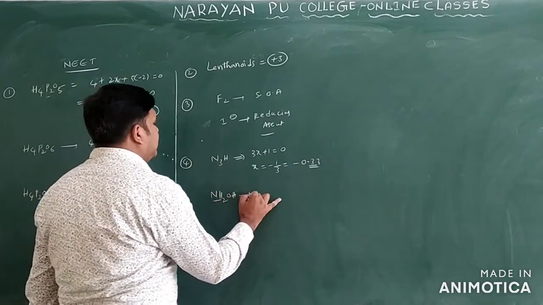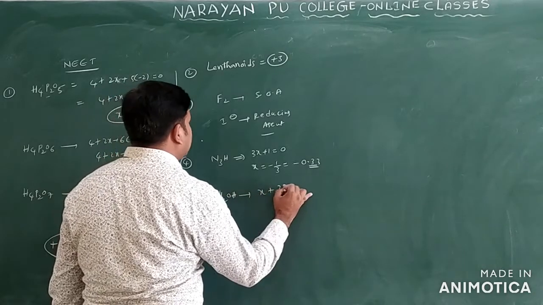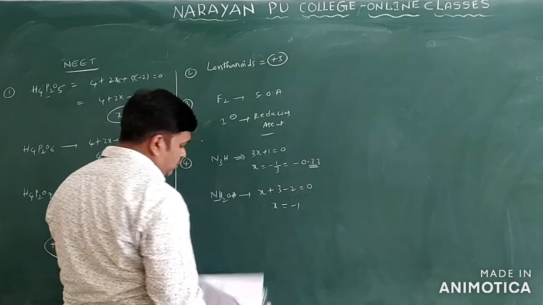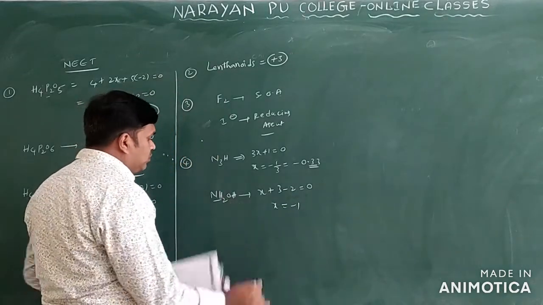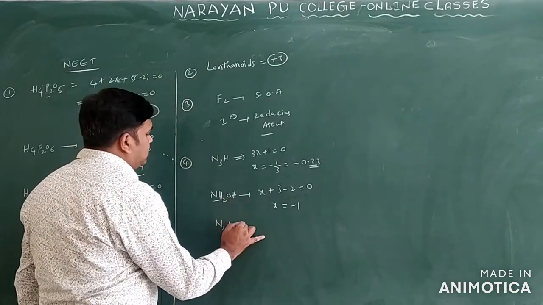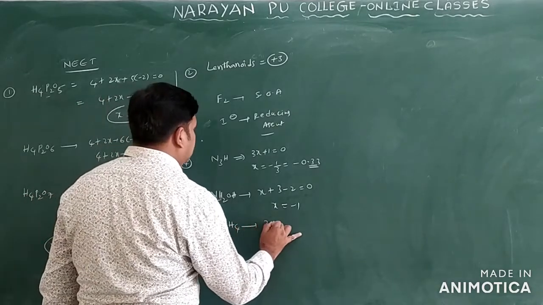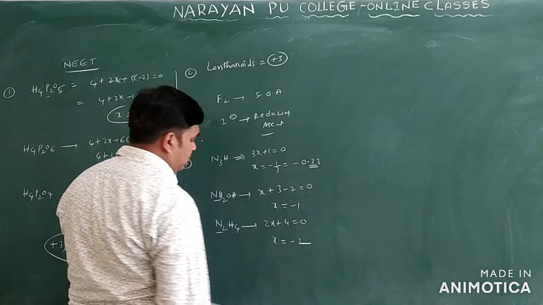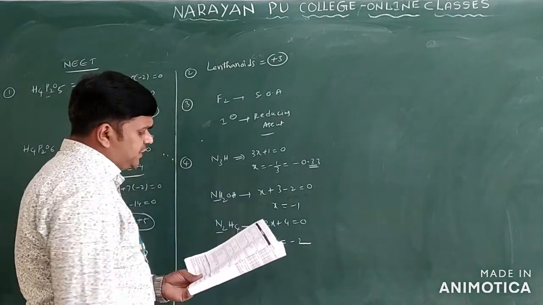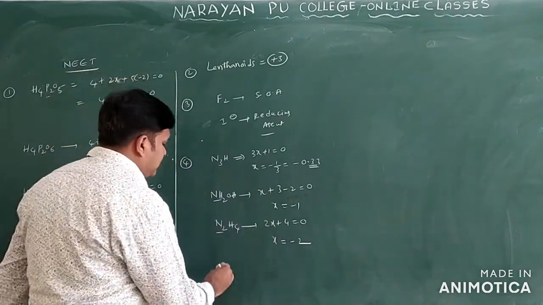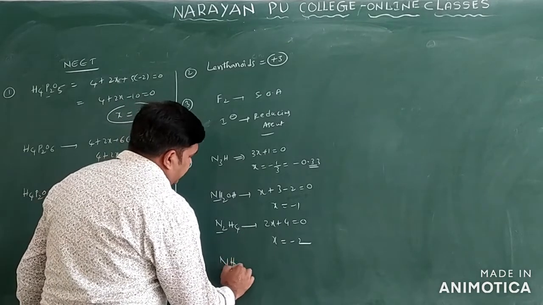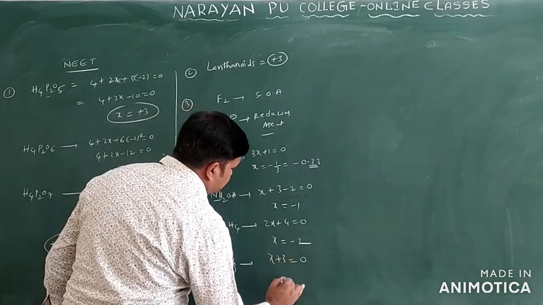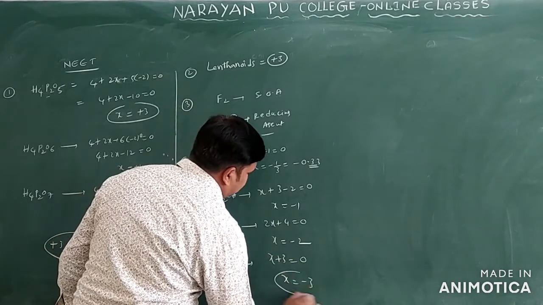In NH2OH, nitrogen is x, plus 3 hydrogens, and minus 2 equals 0, so x equals minus 1. Coming to the next one, N2H4: 2x plus 4 equals 0, so x equals minus 2. Next, NH3, ammonia: x plus 3 equals 0, so x equals minus 3 only.